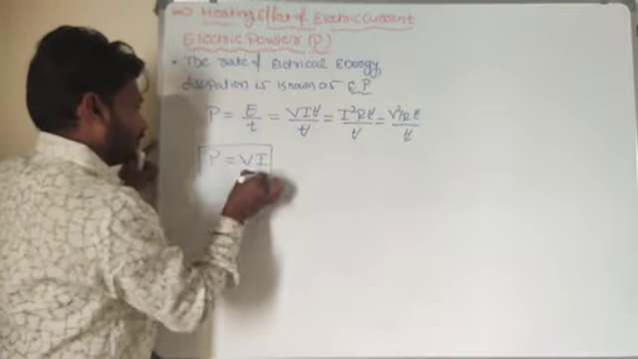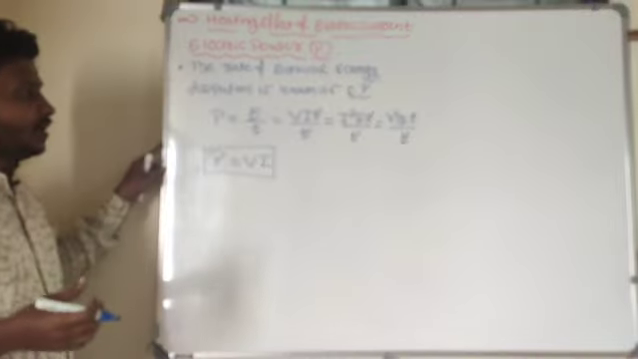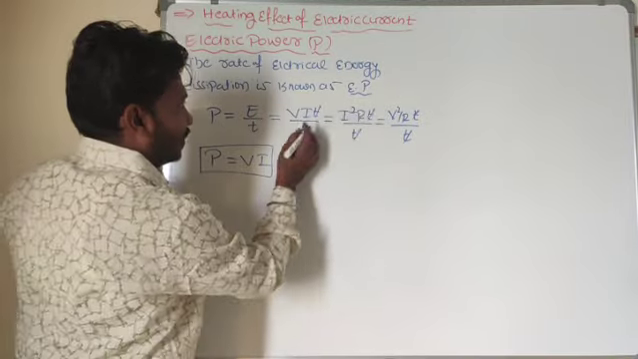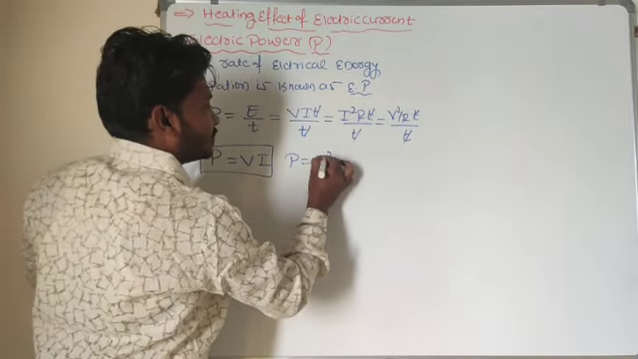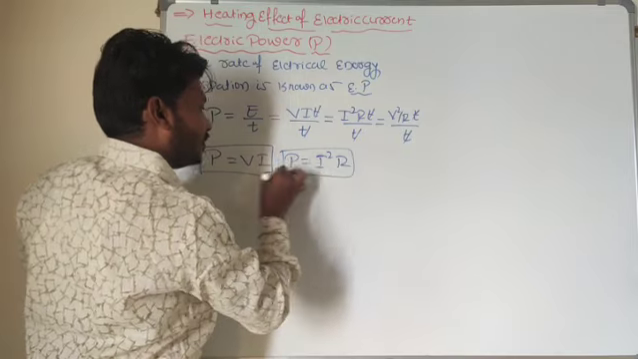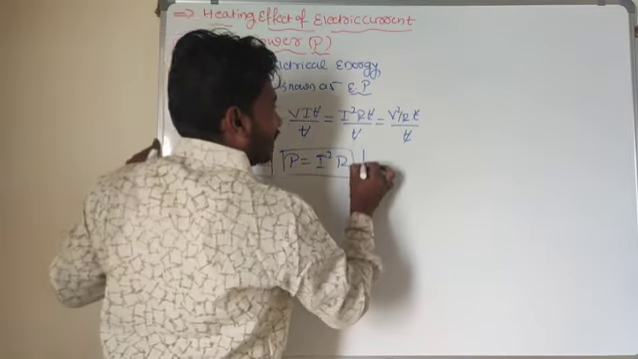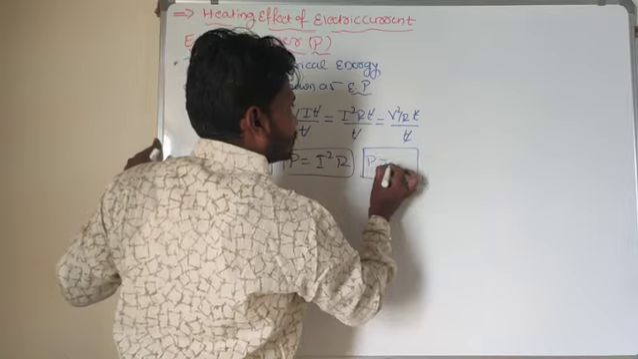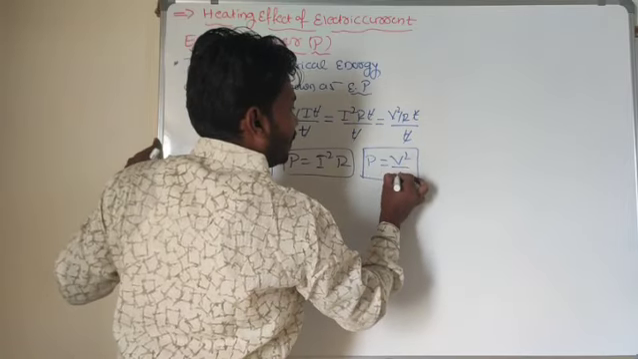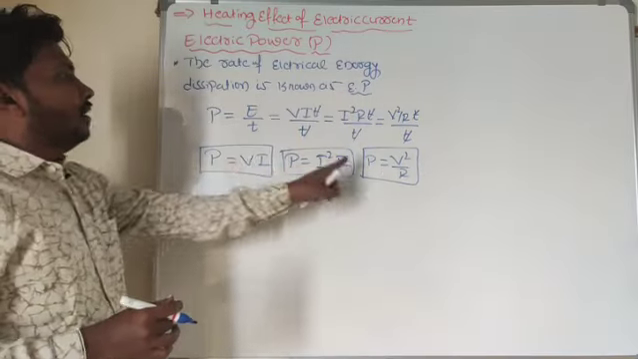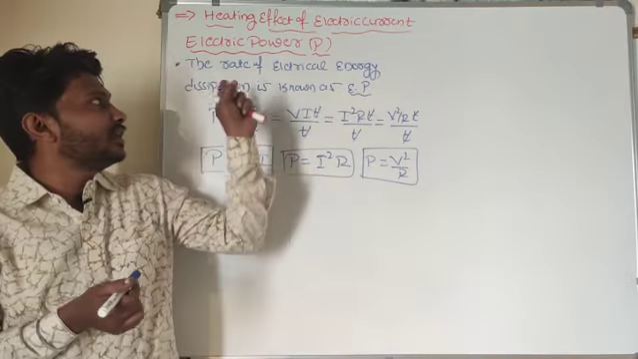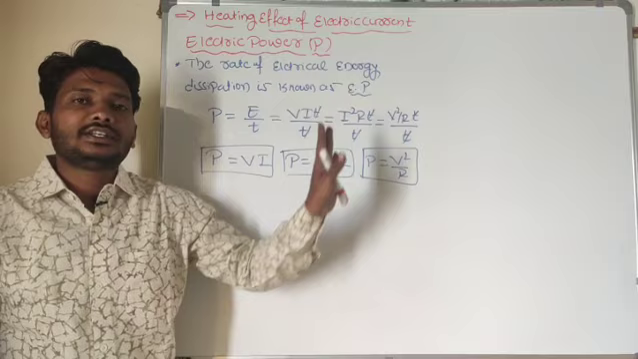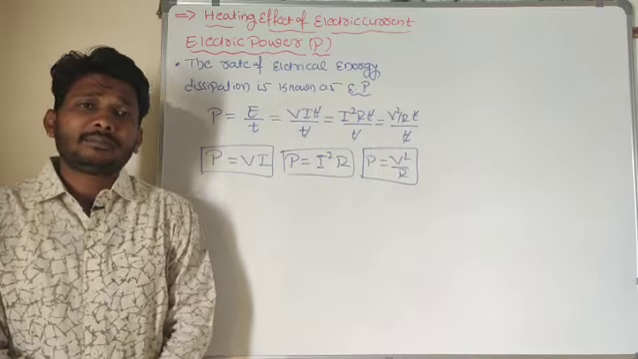So remember here, these equations are very much important for solving numericals. So one more equation, I square into R, and another equation for power, V square by R. So these are all the mathematical tools for electric power. What is electric power then? The rate of electrical energy dissipation, we can call it as electric power here.